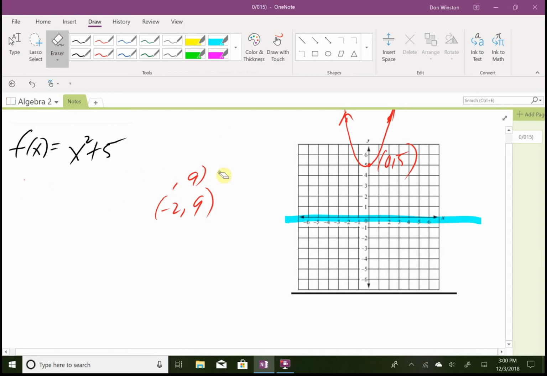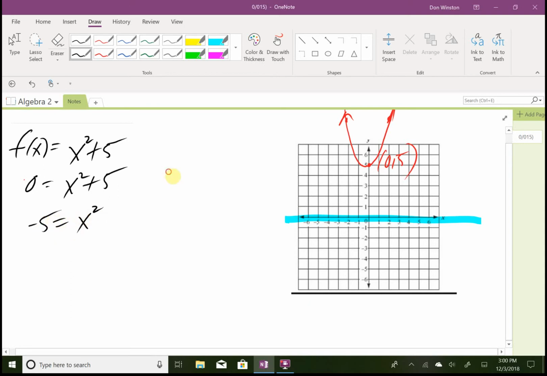So this is what we have. Again, we'll set f of x equal to 0. 0 equals x squared plus 5. We'll subtract 5 from both sides and get negative 5 equals x squared. Then we'll take the square root of both sides. But notice here we have a negative underneath the radical. So our solution here will be plus or minus the square root of negative 5.